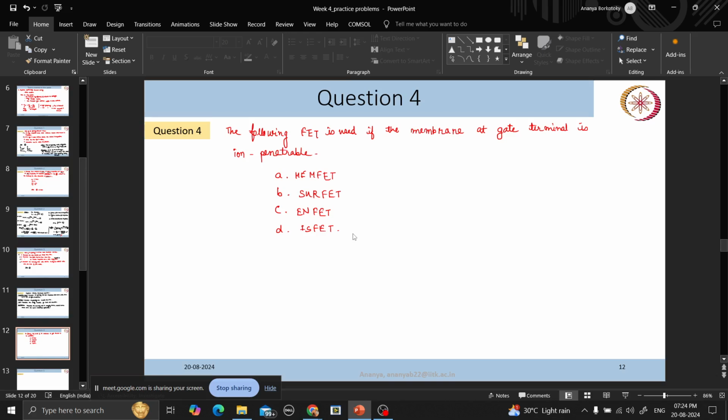In case of the ion of our interest, the ion that we want to detect, the concentration of the ion that we want to detect, if that is penetrable through a membrane, say ion selective membrane, then what is the type of FET configuration we use? That is the question here. So what is the answer?